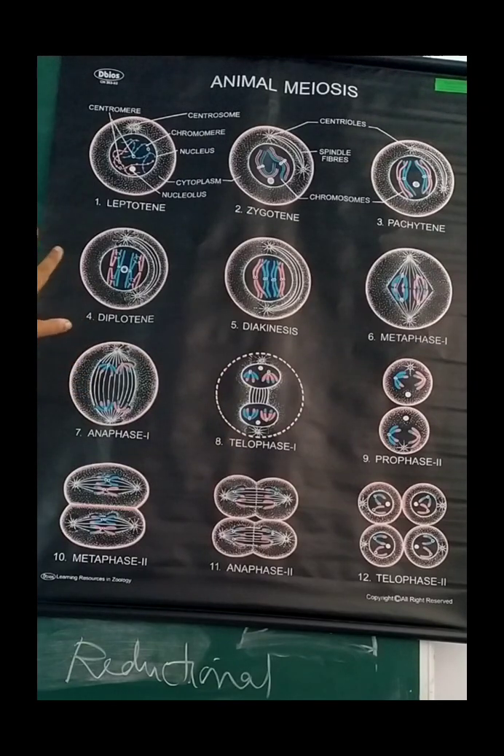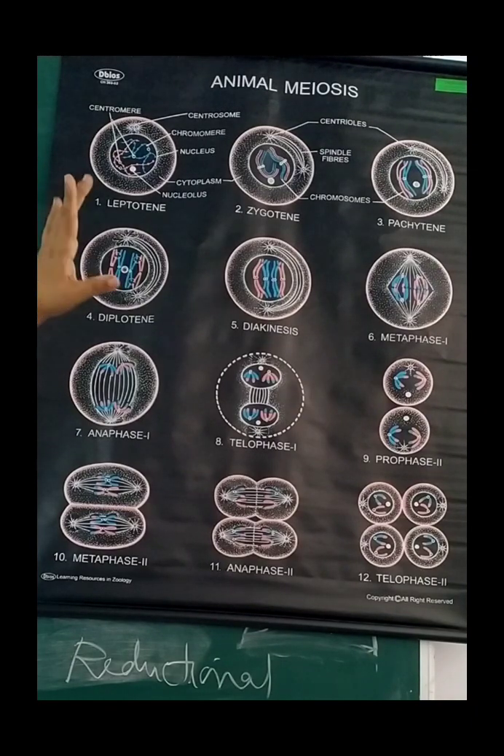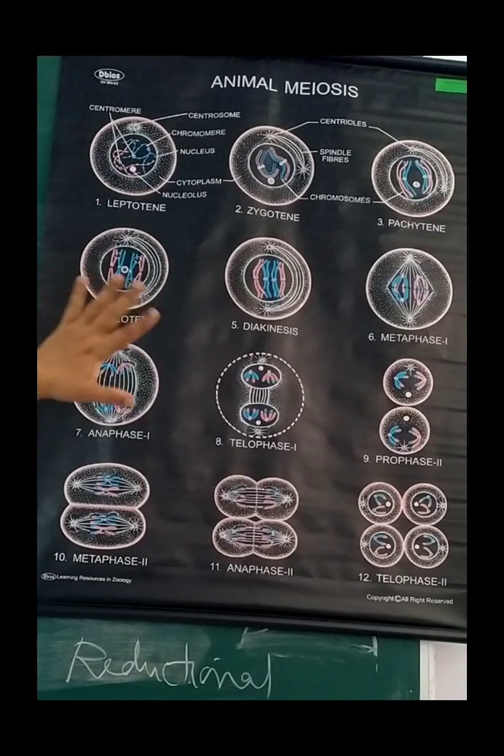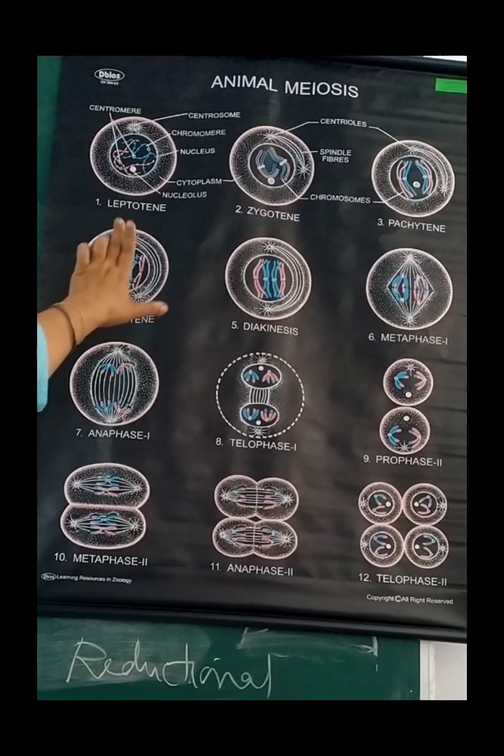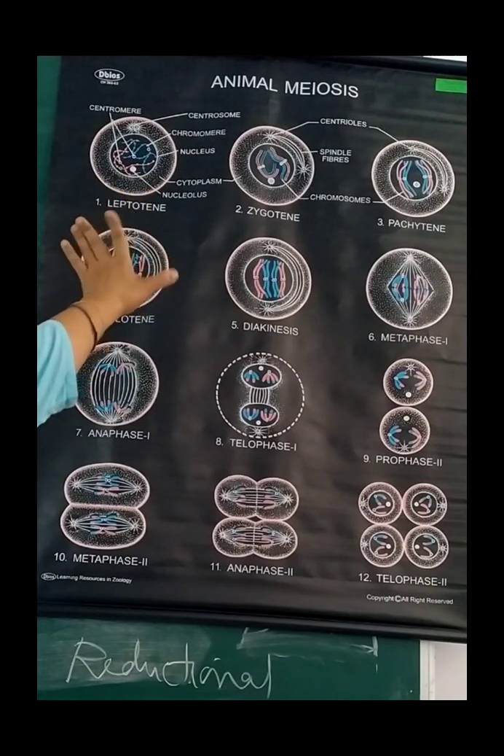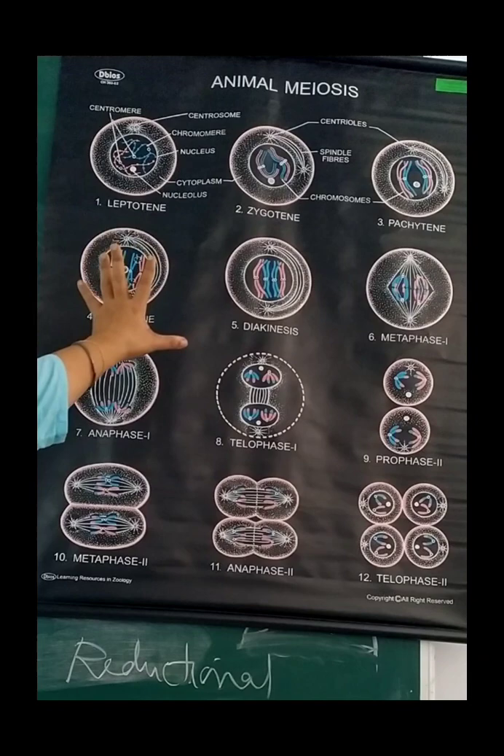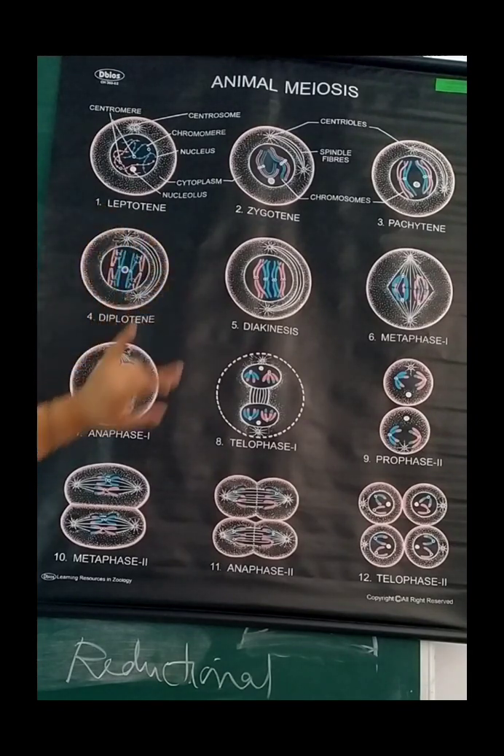You can see clearly in the figure, leptotene, where chromosomes look clear from the chromatin fibers, and here the centrioles get divided, with no disappearance of nucleolus and no disappearance of nuclear membrane. Now in leptotene phase, nucleolus is there, cytoplasm is there, nucleus is there, chromosomes are there, centromere is also there, and the centrosome divides into centrioles, and the centrioles are moving towards the opposite poles.